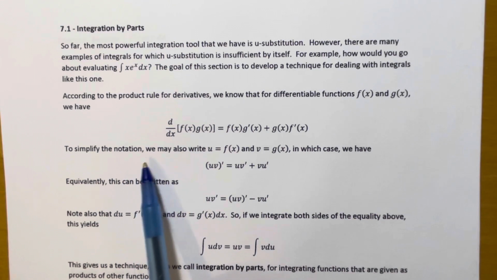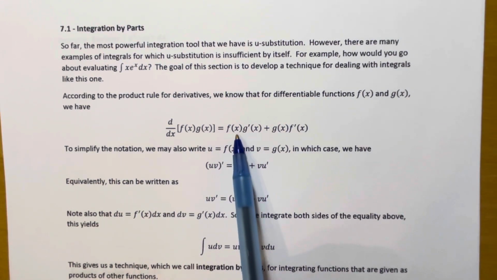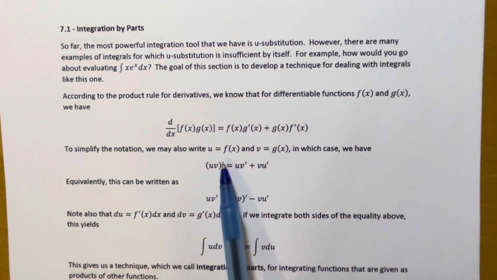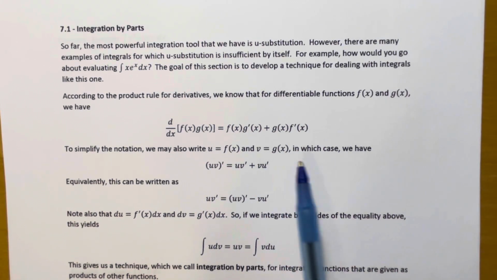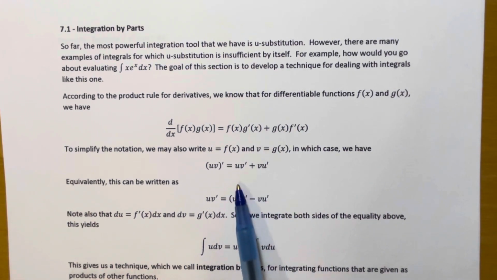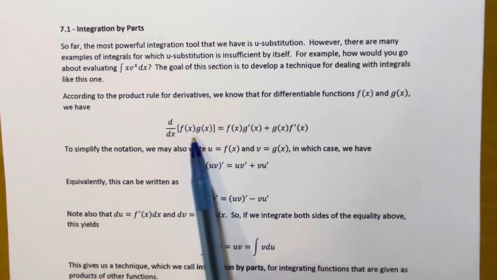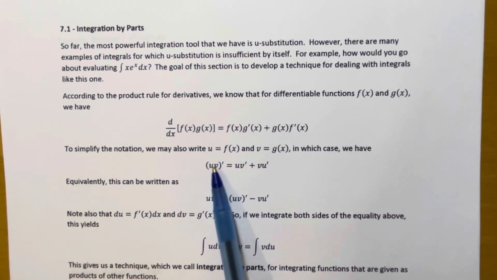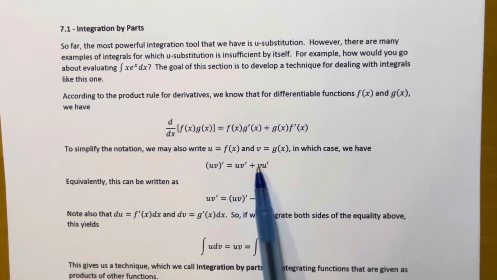Okay. Oftentimes in calculus 1, we simplify this notation by, instead of using function notation, we assign variables to those functions. So if I were to let u equal f of x and v equal g of x, the product rule here can be written in a simpler form, where instead of f of x, g of x in there, I just have uv, and then I'm taking the derivative. So (uv)' is equal to uv' plus vu'. That's the same thing that this is saying, but in a simpler notation.